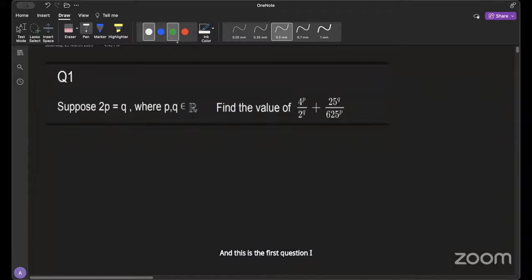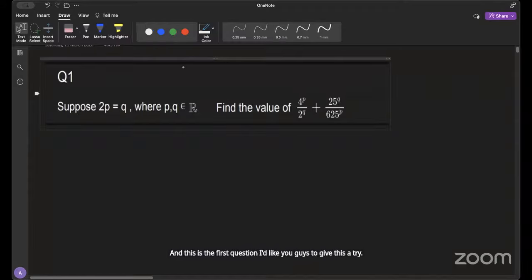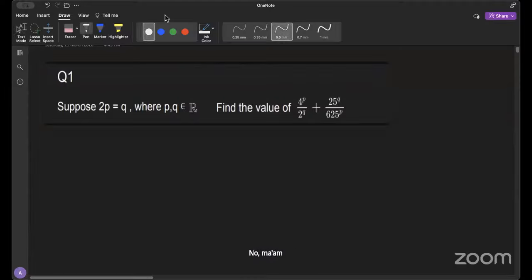I'd like you guys to give this a try. Can't hear you. Okay, can you hear me now? Am I not audible at all, or is my voice breaking? No, it is audible now. Audible, ma'am. It is clear.